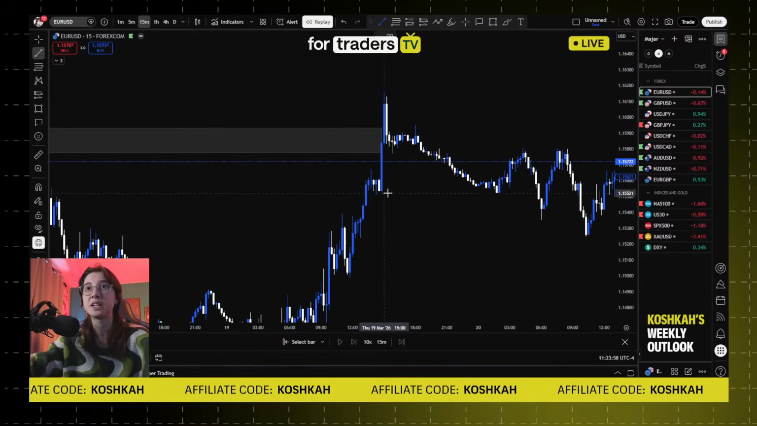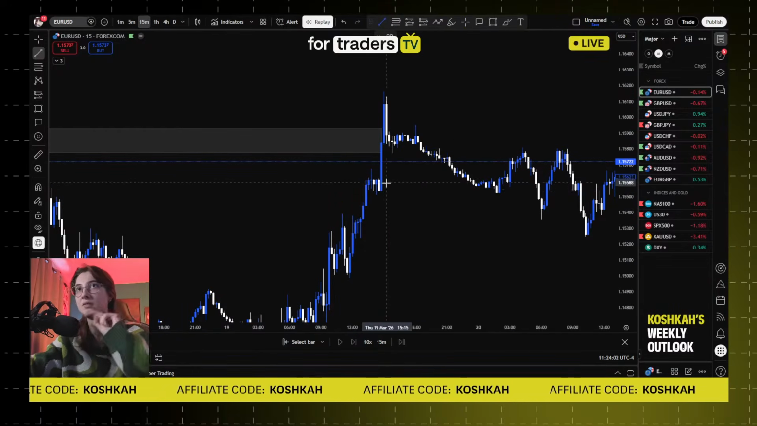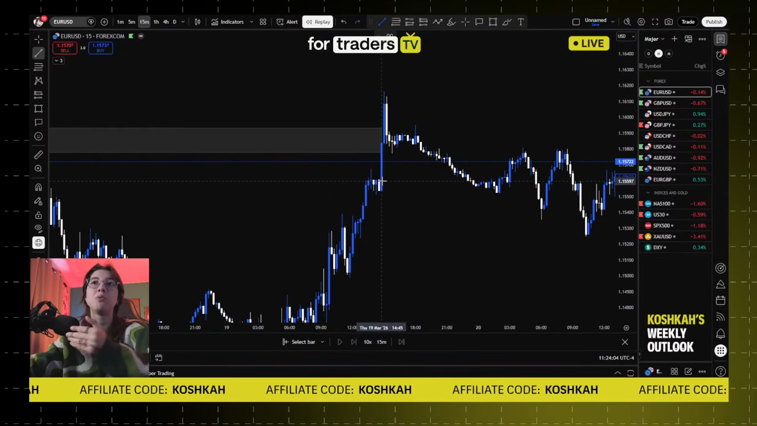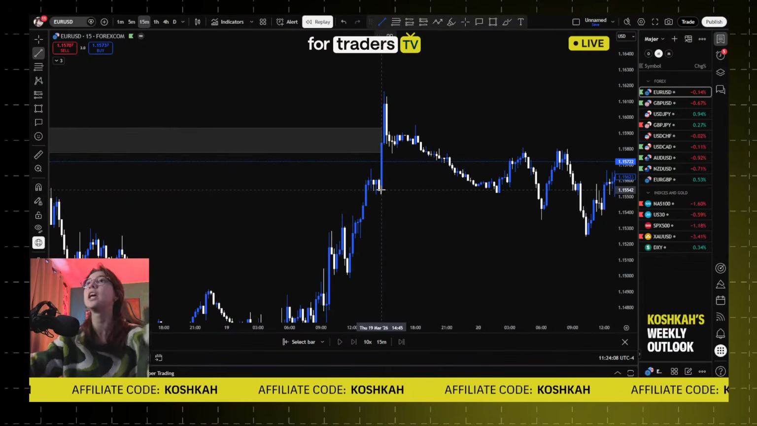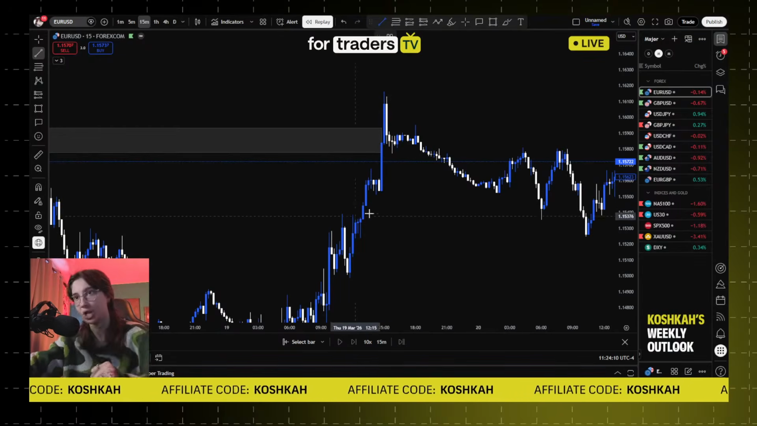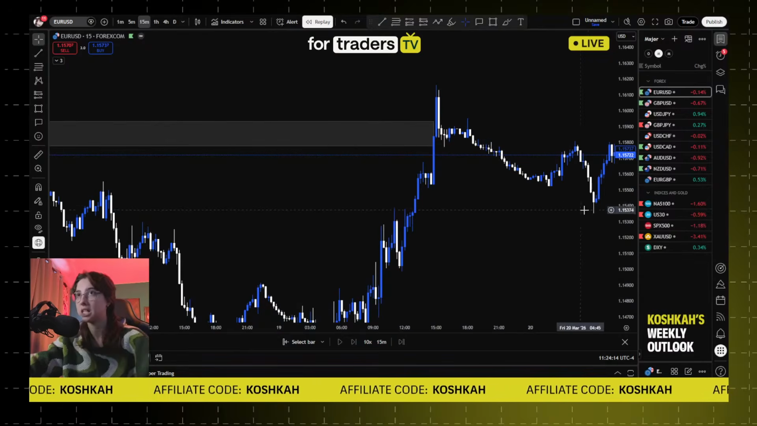As you can see exactly right here, to identify the change of character, we first of all need to identify the valid pullback. Because if we don't have a pullback, we don't have a range. And if we don't have a range, we cannot identify the low that we need to break to have a change of character. So pretty simple, guys. What do we do right here?